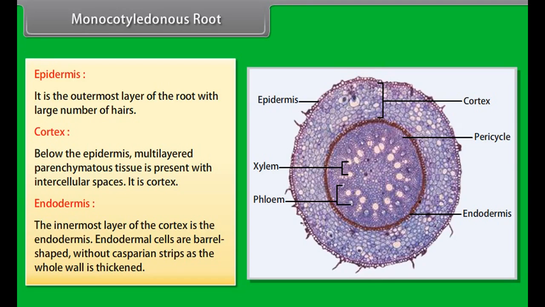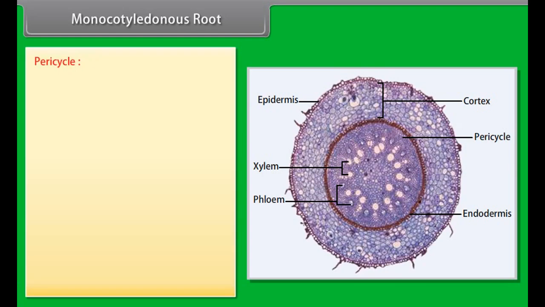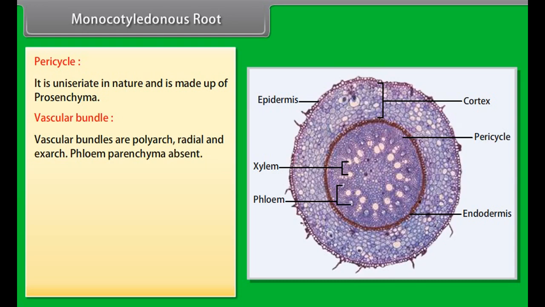Endodermal cells are barrel-shaped without Casparian strips as the whole wall is thickened. Pericycle. It is uniseriate in nature and is made up of prosenchyma. Vascular bundle. Vascular bundles are polyarch, radial and exarch. Phloem parenchyma absent.